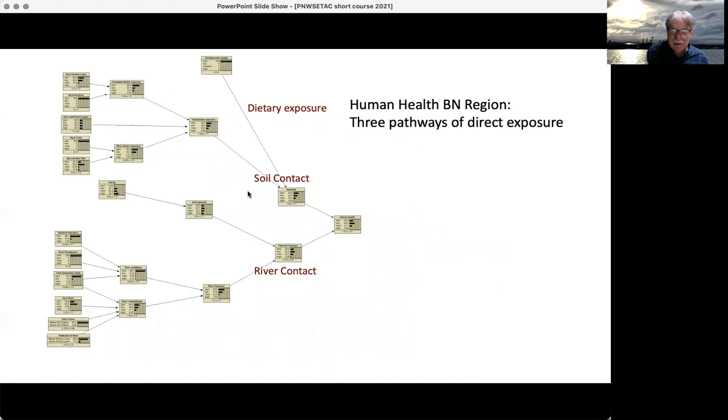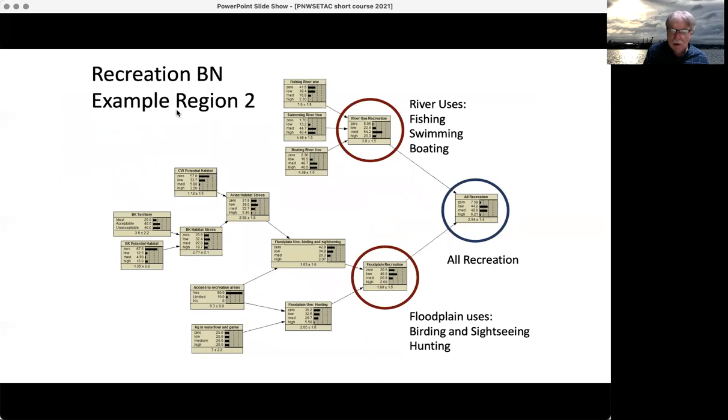So we have the dietary exposure, soil contact, river contact. Each one of those nodes describes part of the pathway through the diagrams that we've shown you before, till we end up getting a risk estimation for the human aspect. Recreation. I showed you the outline before, but here we have the fishing river, swimming river uses, all the various uses going into recreation, and then all the potential habitat for the suckers, for the fish, and so on, going in for floodplain recreation, again, falling into all recreation.